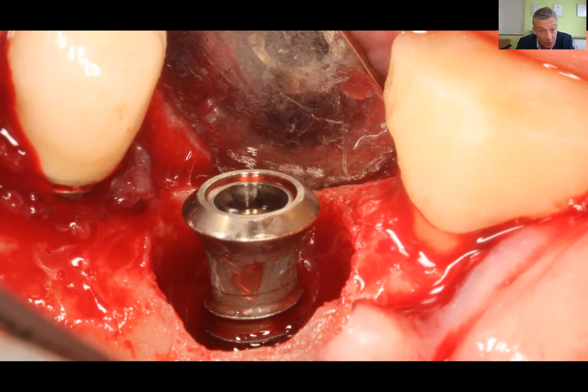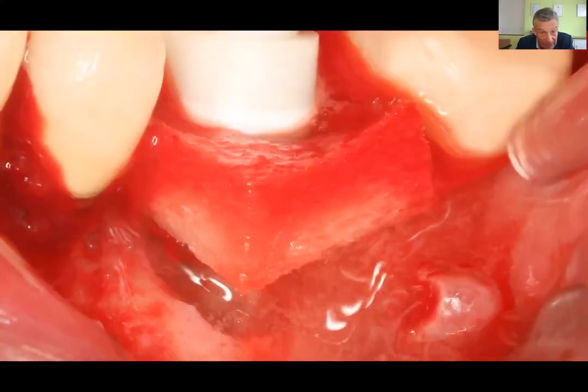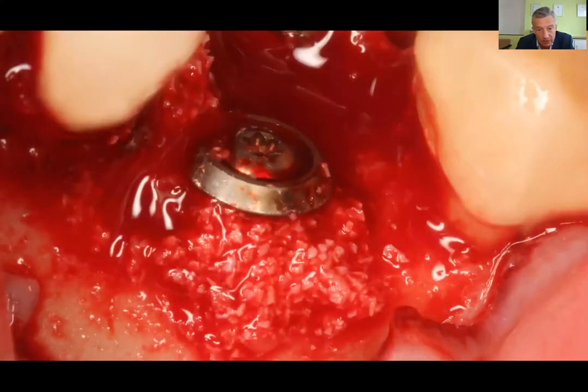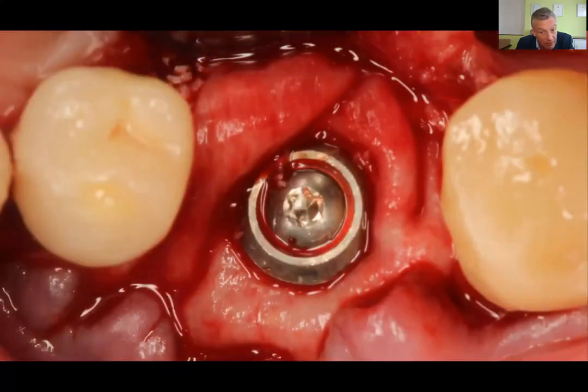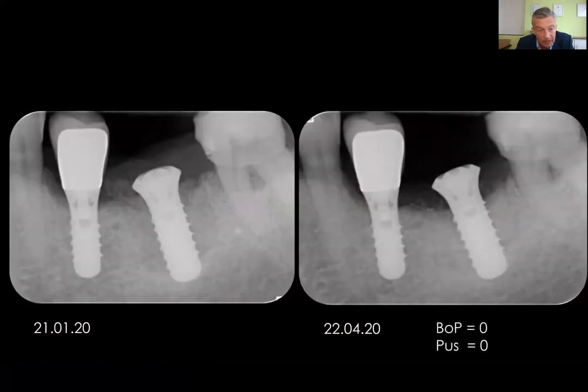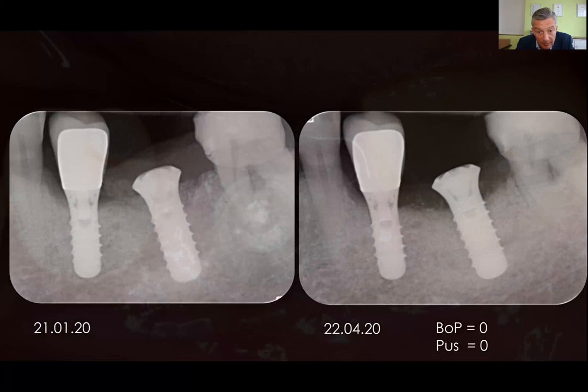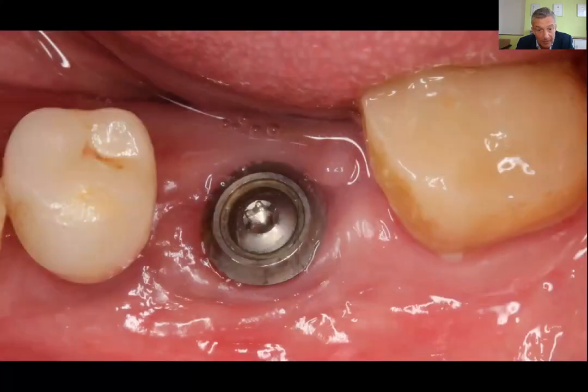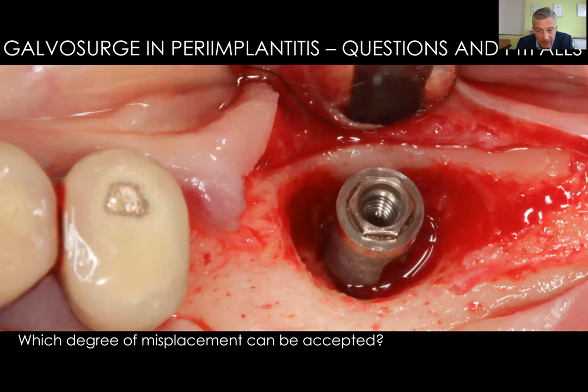We are not able to augment it because it's a tissue level implant. We clean it and we augment the site using a collagen membrane. And of course, we are using an open healing approach in this case. We rescrew the crown immediately. And this is the situation after 3 months. And clinically, it looks very nice.